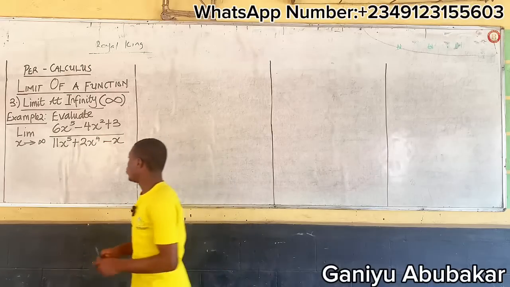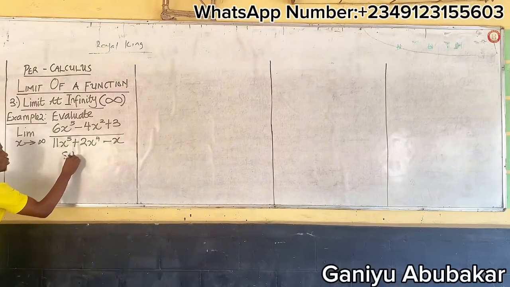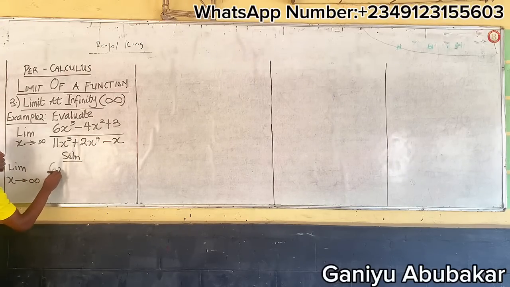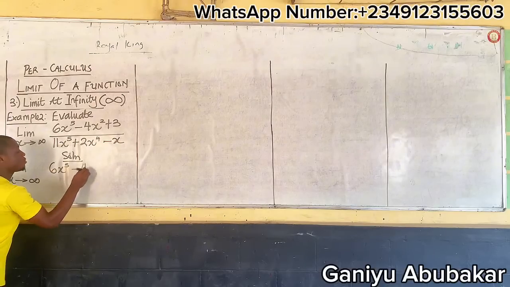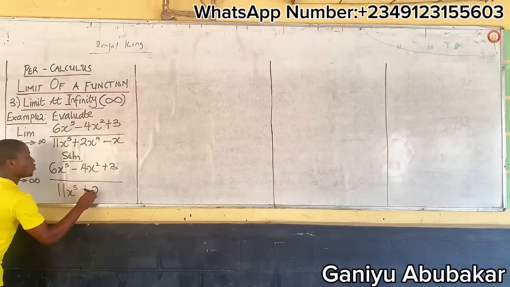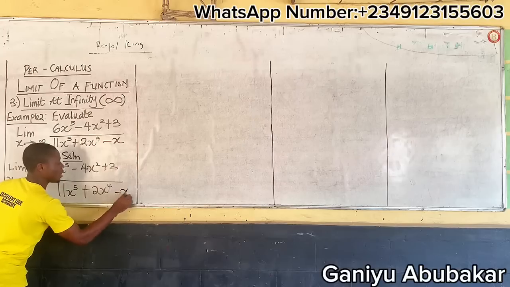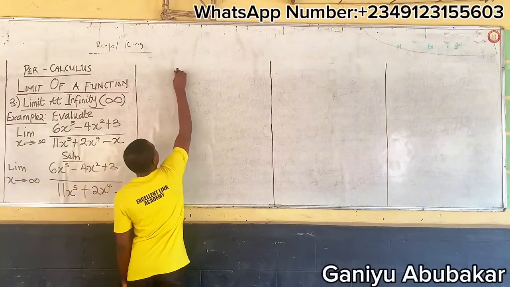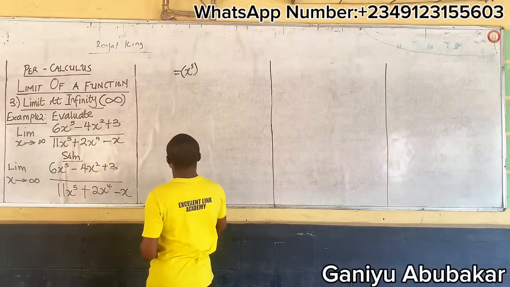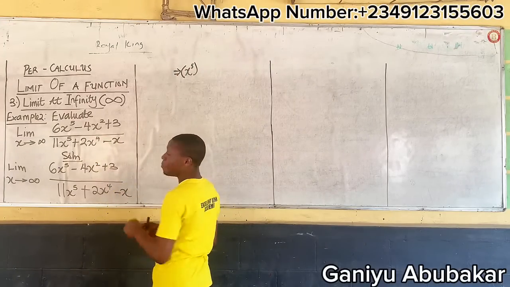That's all. So the solution to this problem: my first task is that I'm given the limit as x tends to infinity of the question given as 6x to the power 5 minus 4x squared plus 3, all over 11x to the power 5 plus 2x to the power 4 minus x. Of course, my x power is x to the power 5. So I'll divide each of these terms by the x power.